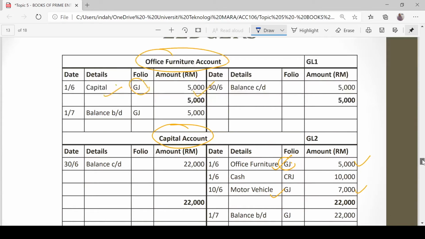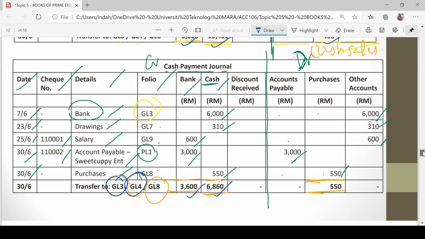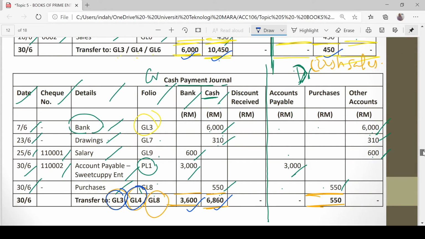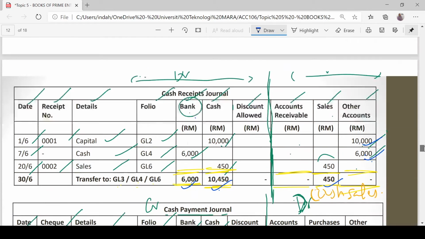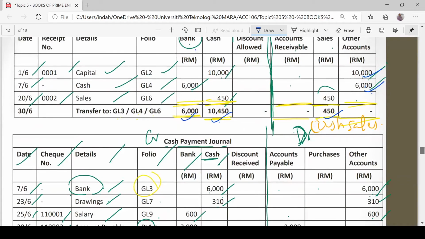But we still prepare the account. Why? Because we need to find out the total at the end of the month. Do we have any balance? If we have a balance, how much is it? Is it a debit balance? Is it a credit balance? Did we overspend, or do we have a cash balance in hand or at the bank? So that settles bank and cash.